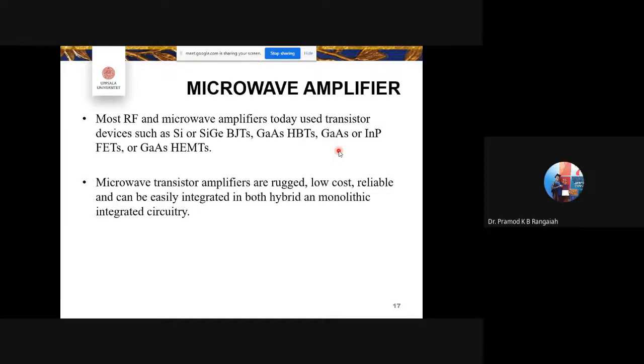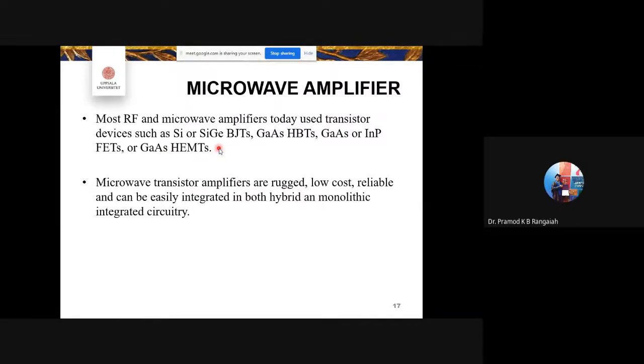Say I want to prepare a low noise amplifier and I choose one BJT, then it will not work. BJT is good for an oscillator, not for a low noise amplifier or power amplifier. If I want to make a power amplifier, then I want to go with some LDMOS technique. If I'm using a gallium arsenide transistor and I want to design a power amplifier, it's not possible. Likewise, if I want to make an up converter using this gallium arsenide PHEMT or HEMT, then it's not possible.